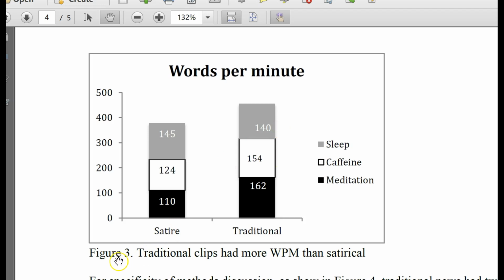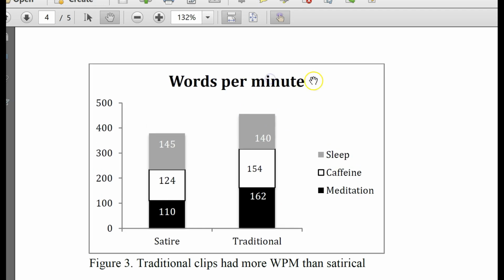Okay, this caption tells me the story, but I would definitely expect something that says words per minute, the typical and traditional newscasts. Also, I'll just remind you guys, we don't want to include these big captions or these big titles. That's what they are up here, just the caption.